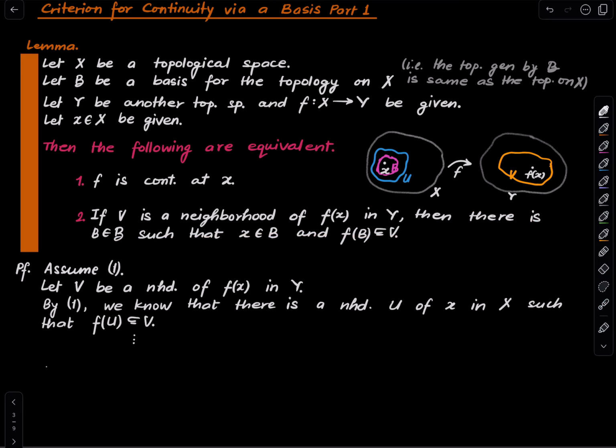And 2 implies 1 is an exercise, it's even easier. The main point here is just that every basis element is an open set in the topology on X. That's all. It's a trivial observation, but that is all that you need to prove this. And obviously, you will need to use the definition of continuity. Okay, very simple statement. Let's proceed.